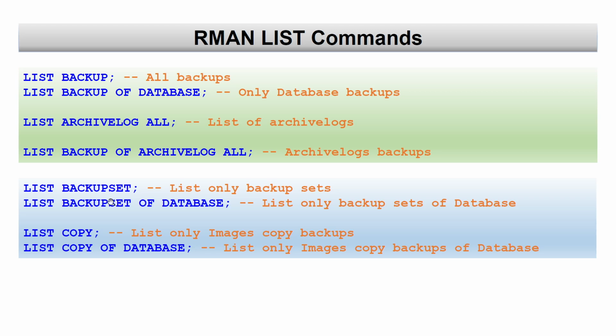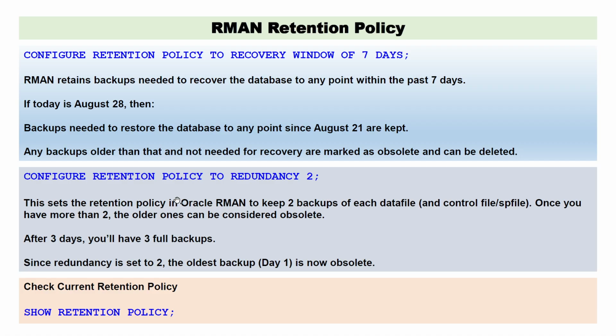If you want to see the backup sets, you can use list backup set. If you want to see only the backup sets of the database, you can say list backup of database. If you want to see the image copy backup, you can say list copy. And if you want to see the image copies of the database, you can say list copy of database. These are some of the RMAN list commands.